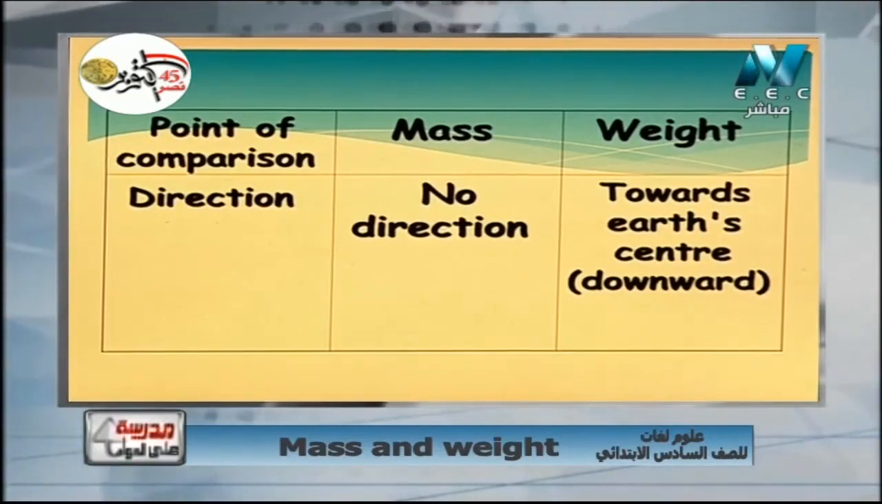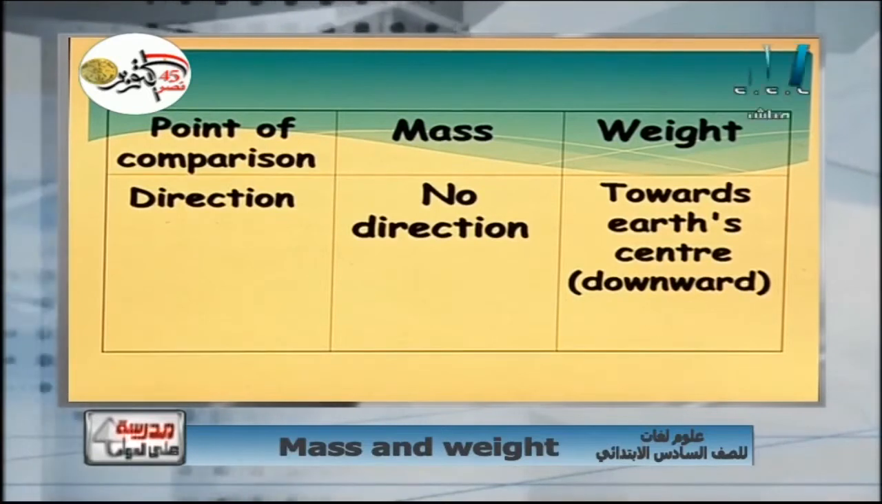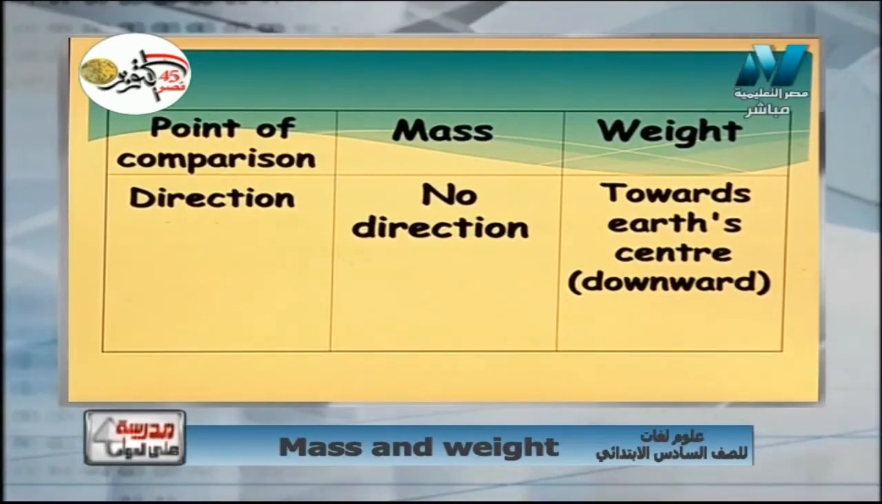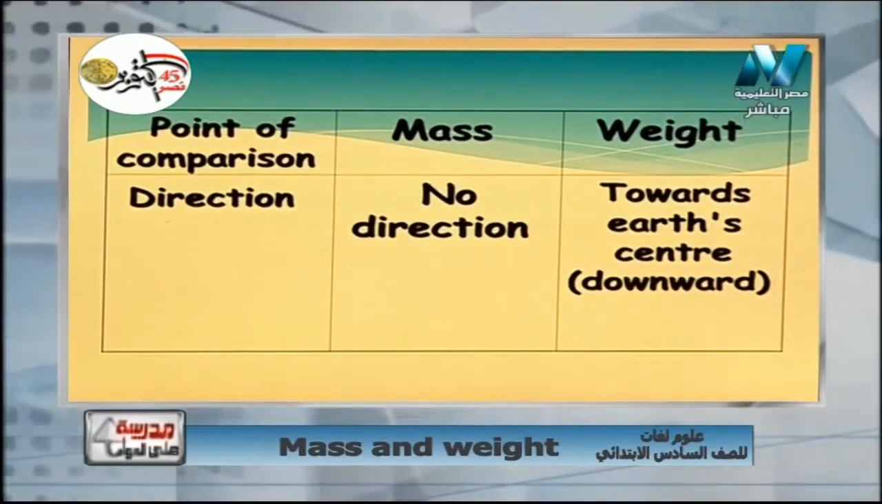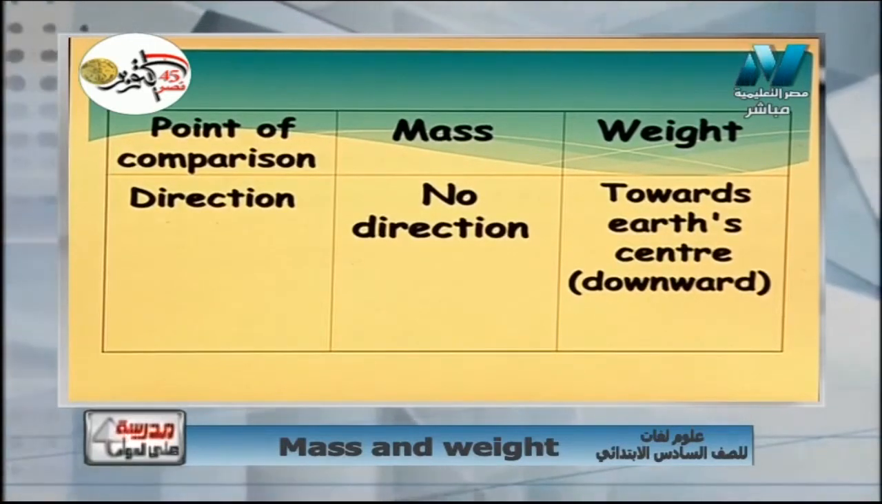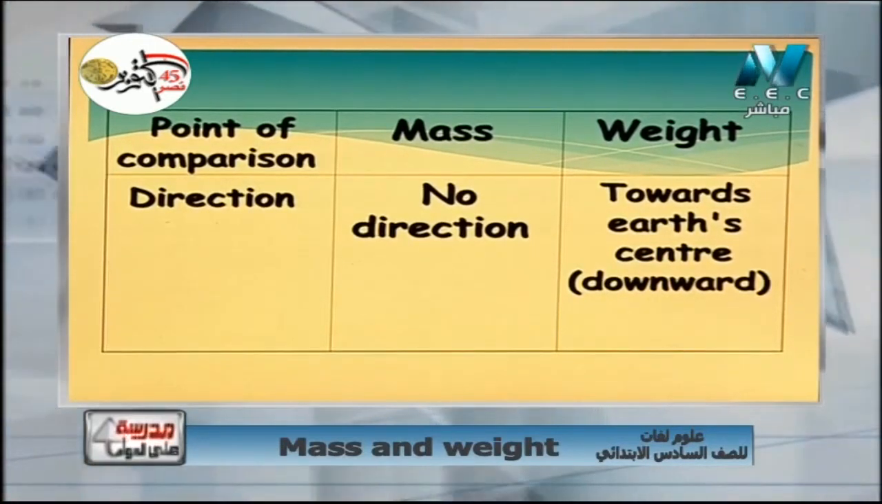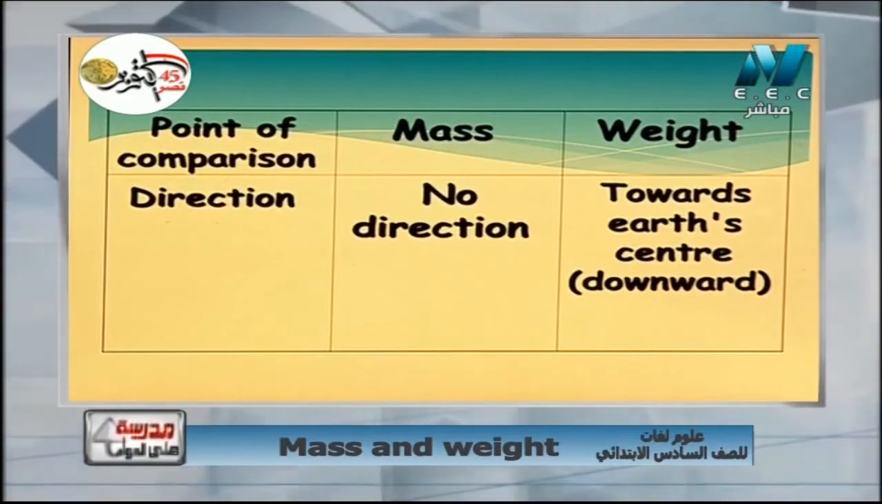وقلنا الحلقة اللي فاتت لو مسكت أي حاجة وسبتها بتقع للأرض. ليه؟ عشان في attraction force، في weight، في gravity بتجذب أي شيء للأرض. يبقى دايما الماس has no direction لكن الويت towards the earth's center أو downward.